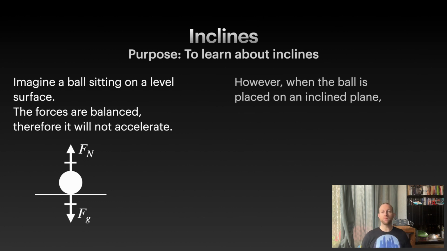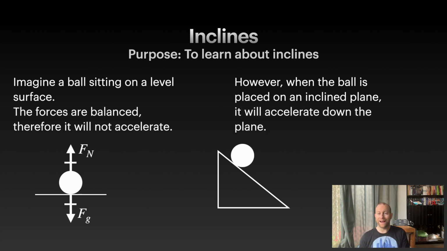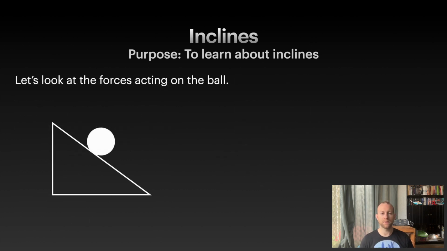Now, if I were to place this ball onto an inclined plane, which just means a slanted surface like this, what's going to happen? Clearly the ball's going to roll down the hill, but I'm not applying a force to it. It's actually gravity that's going to pull it down. So we need to look at how the normal force changes, and how the force of gravity changes once I take something from level and incline it. Let's take a look at the forces.